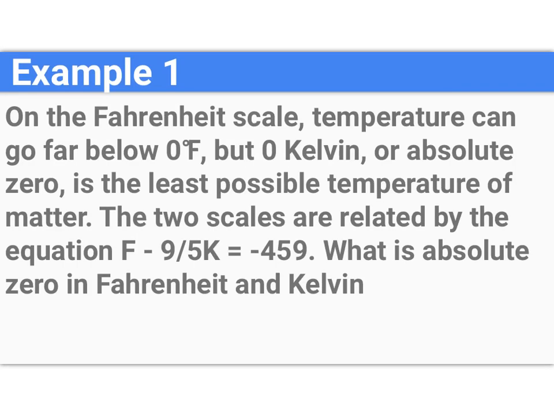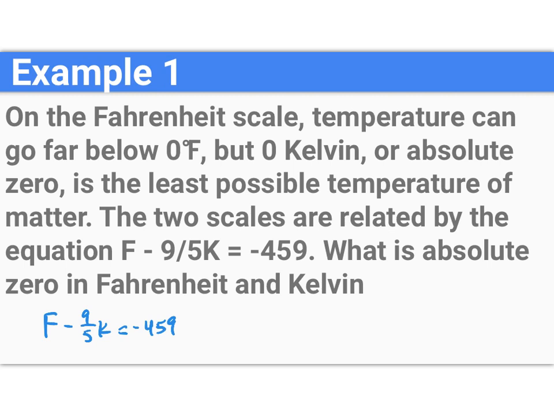Okay, so let's take our first example. On the Fahrenheit scale, temperature can go far below zero, but 0 Kelvin or absolute zero is the least possible temperature of matter. The two scales are related by the equation, so let's write our equation out. F minus 9/5 K equals negative 459. What is absolute zero in Fahrenheit and Kelvin?